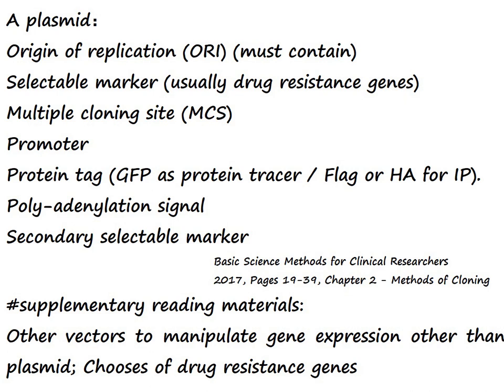A plasmid is a small extrachromosomal DNA molecule within a cell and can replicate independently. In its simplest form, a plasmid must contain the origin of replication. It usually contains a selectable marker, and other elements are optional.